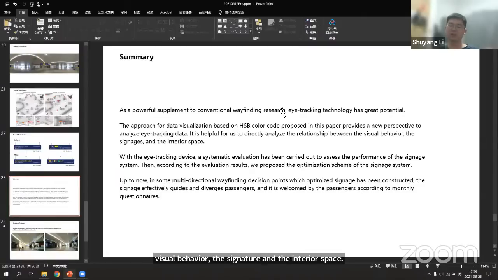Up to now, in some wayfinding decision points, an optimized signature has been constructed. The signature effectively guides and diverges passengers, and it is welcomed by the passengers according to the feedback. The construction of this optimized signature system has not been completed now, so we plan to evaluate this new signature system after its completion and compare it with the signature system before optimization.